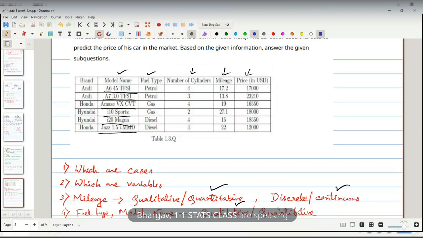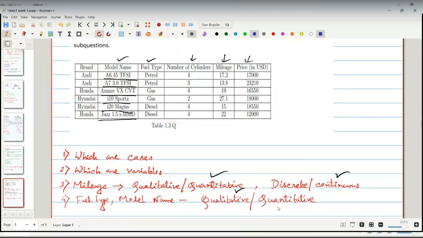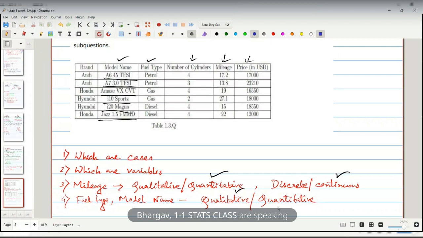Which are variables? Tell me all the variables. Brand, fuel type, cylinder, mileage, price. These are all variables. Mileage, qualitative or quantitative?